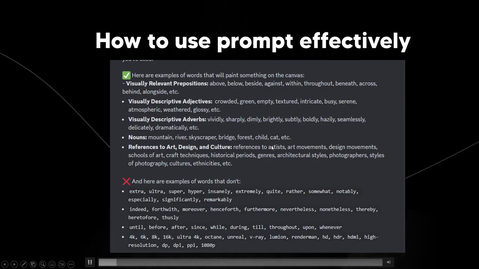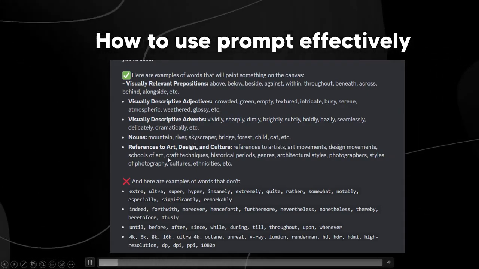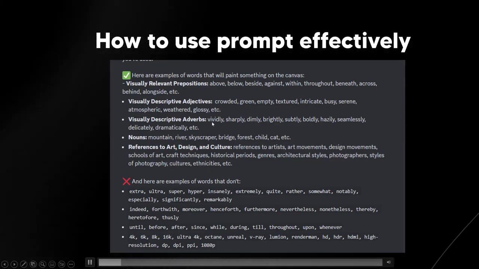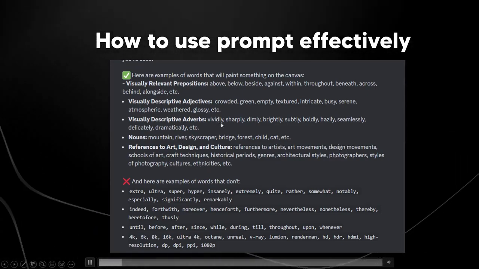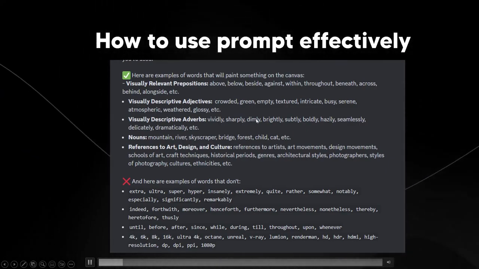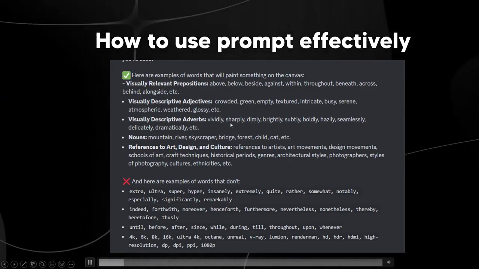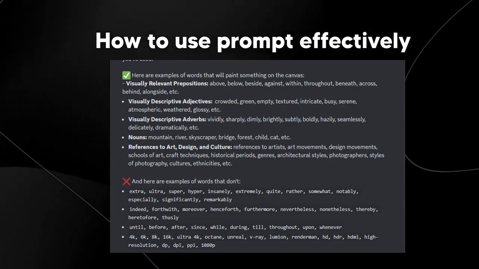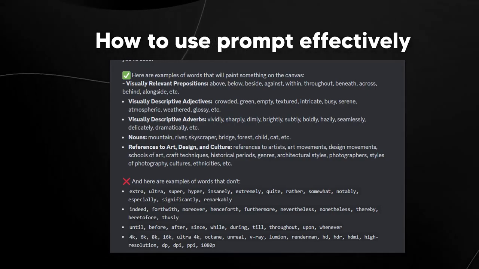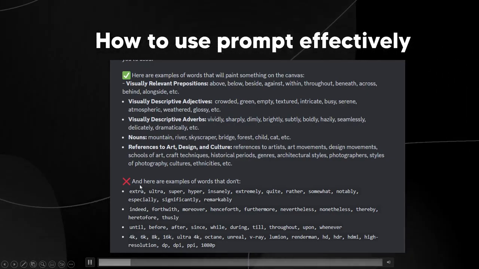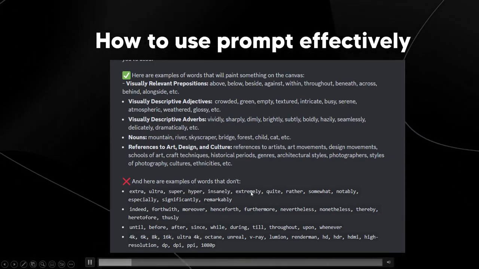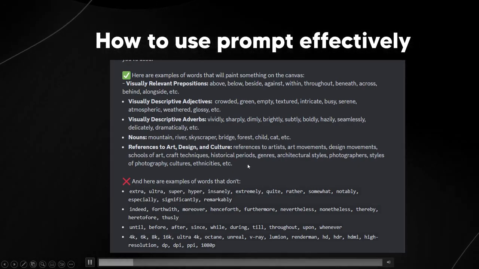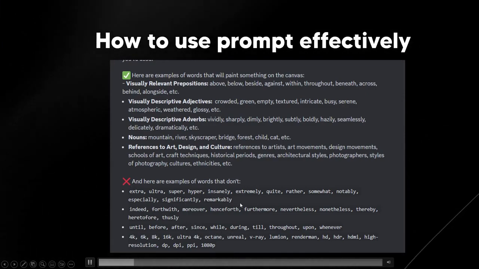Then of course you can reference artists, art movements, design movements, photography styles, ethnicities, cultures, and of course you can use words like vividly, sharply, dimly, brightly, subtly, boldly, hazily, seamlessly. Some of these words I'm not entirely familiar with, but like I said, Google is your friend. Just Google them, see images that perfectly describe that, then use those words to your advantage. Then of course you can see here are example words that don't help, like insane, extreme, somewhat, 8K, ultra, before, since. These words just really don't help you.